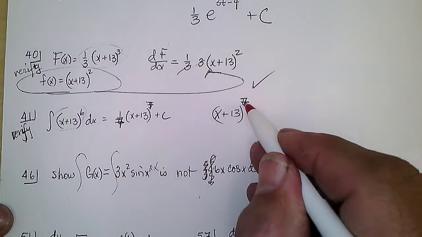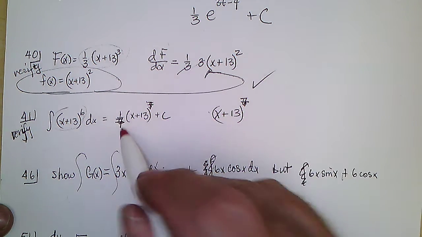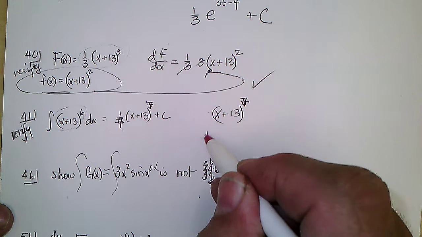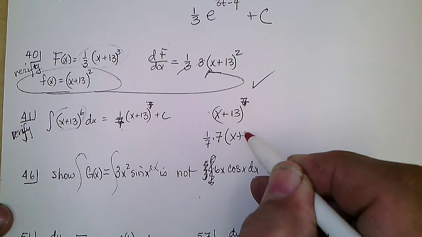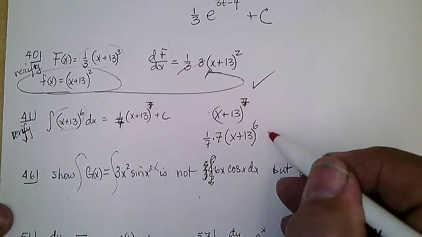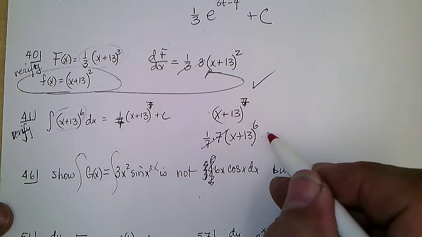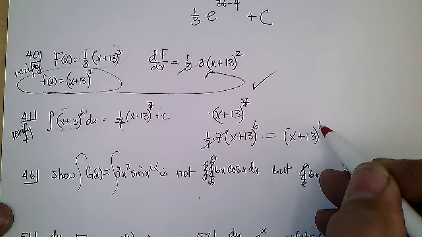So if I take the derivative, the 7 comes down. So it'd be times the 1/7. So I'm going to have 1/7 times 7 times x plus 13 to the 1 less power, which would be 6. And the derivative of the constant is 0. These cancel, and I get x plus 13 to the 6th.